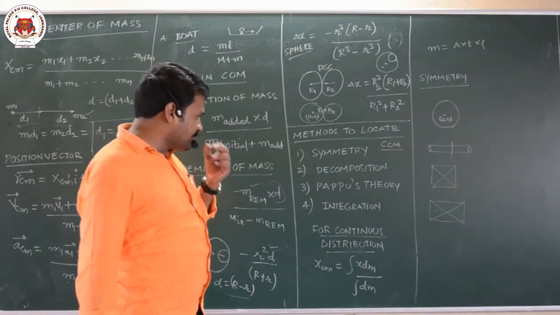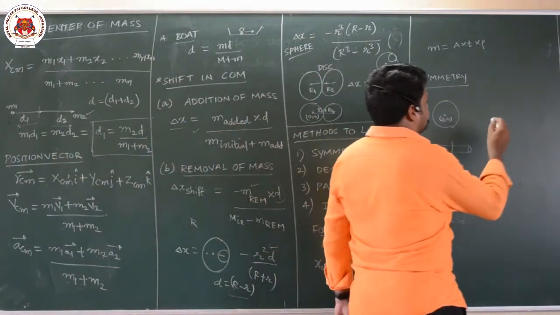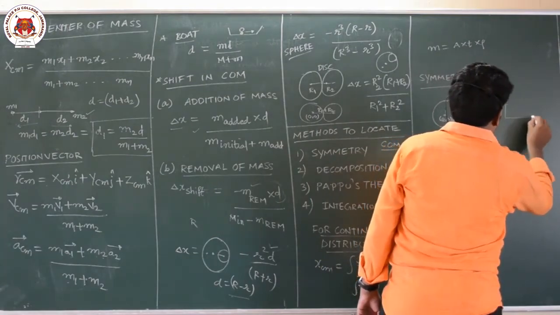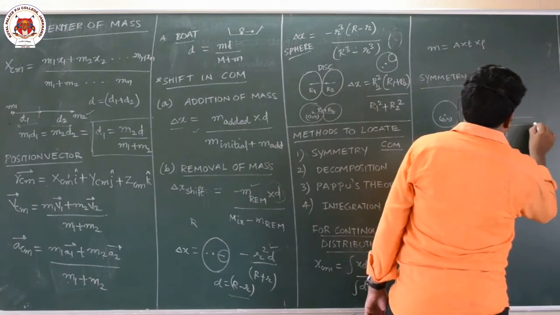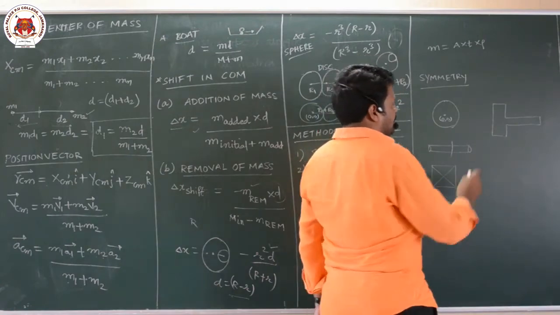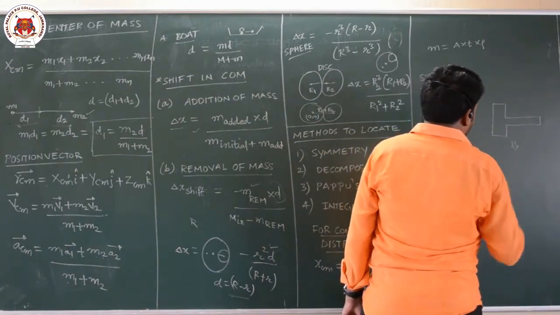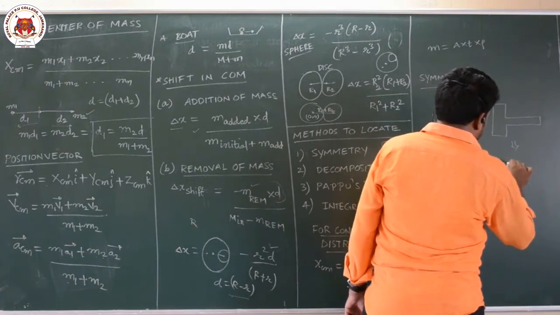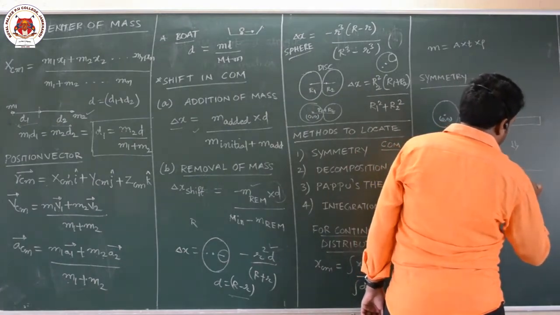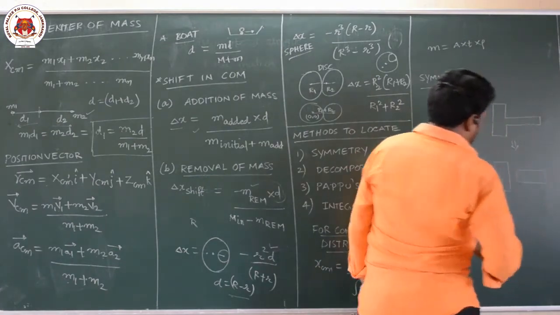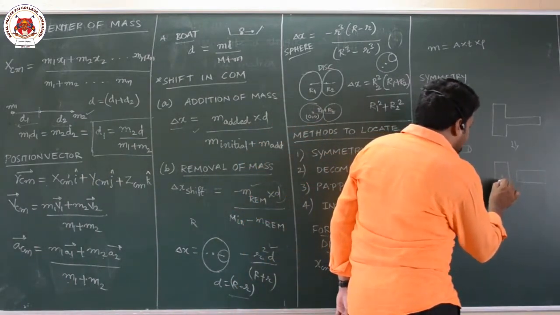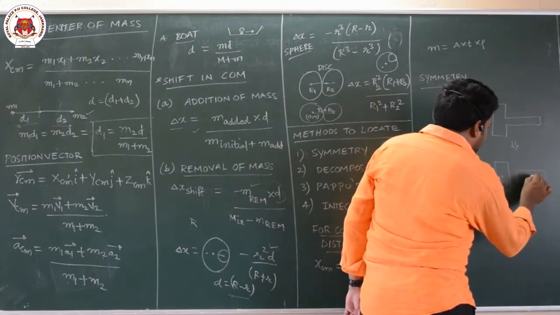The next is the decomposition method. Suppose a lamina is given in the shape of a T. If you want to locate the center of mass, what you can do is split this up into two parts. You have to divide this into two rectangles, and the center of mass of each rectangle will lie at its center, 0, 0. The center of mass of this will lie at the center.